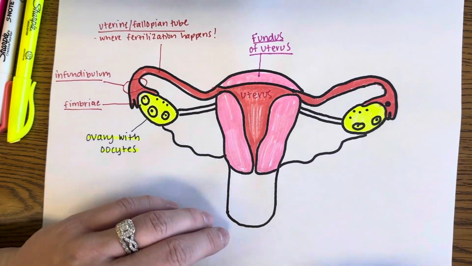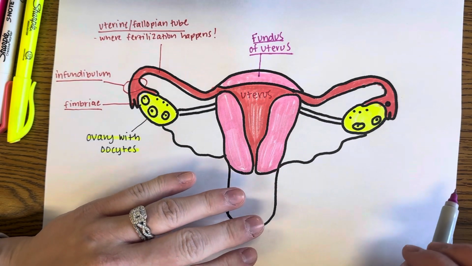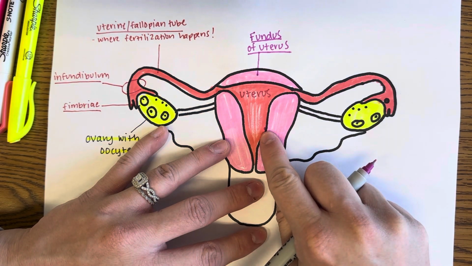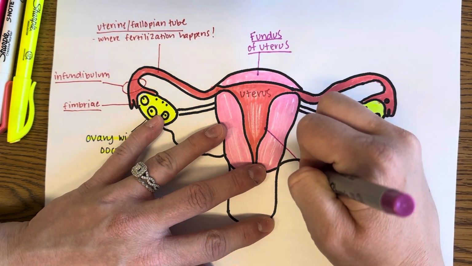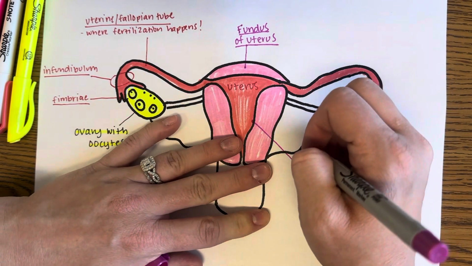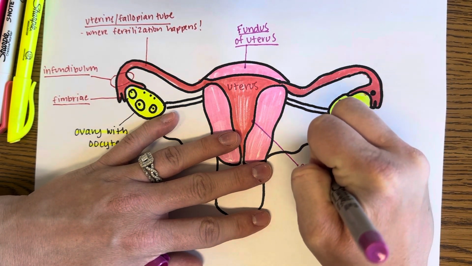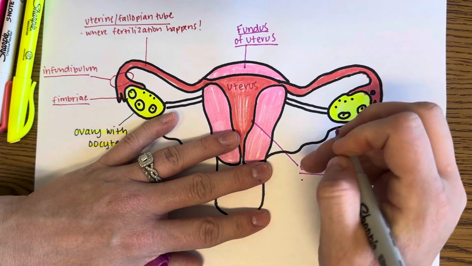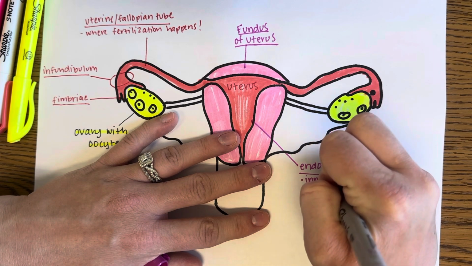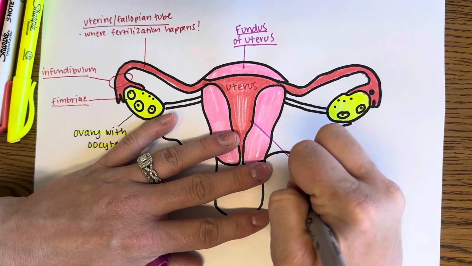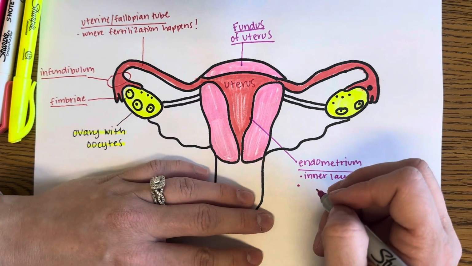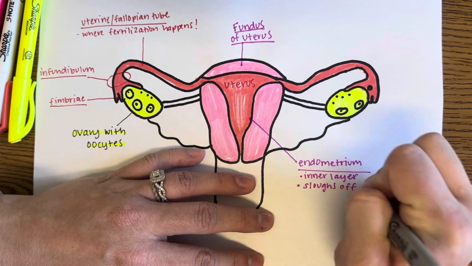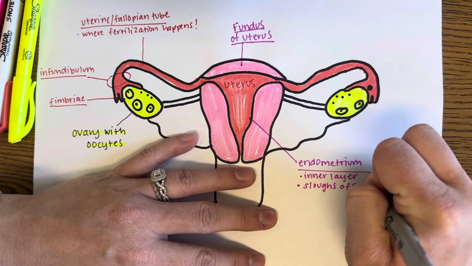Now, when it comes to the uterus, we have different layers of the actual tissue. So we are going to go ahead and label those. I'm going to start on the very inside layer here. This is called the endometrium. And for the endometrium, we're just going to write that it's the inner layer, so the very inside. This is the layer that sloughs off, or kind of sheds, during menses.